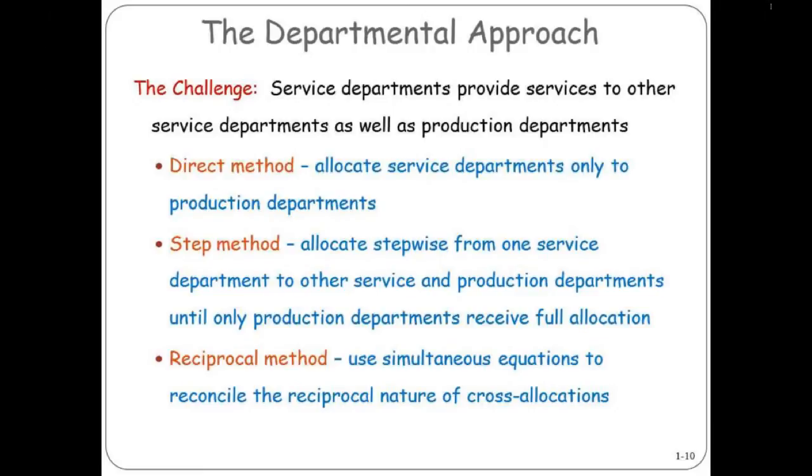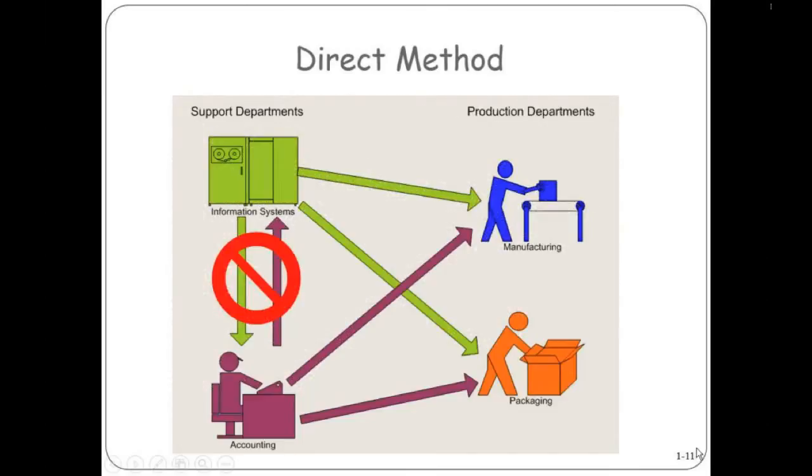Let's go through the direct method. Very simply put, you ignore the fact that they allocate to each other. You just take the costs and you get them to the end users. So IT and accounting have services they provide to each other, which of course they do. You ignore it.